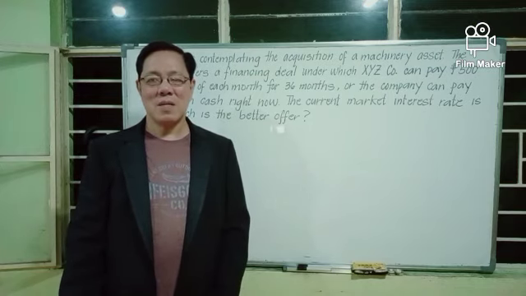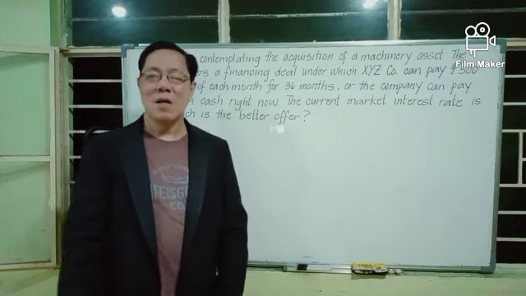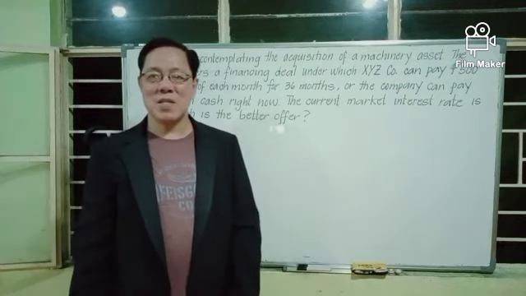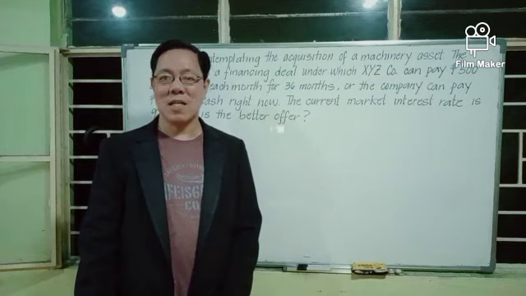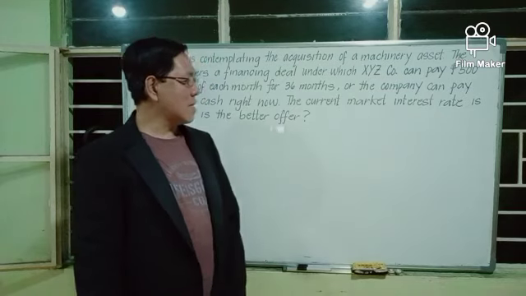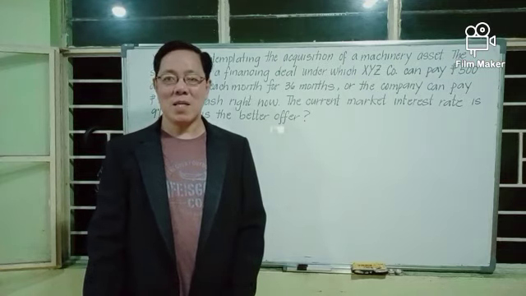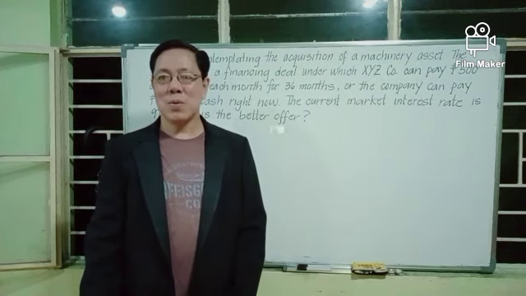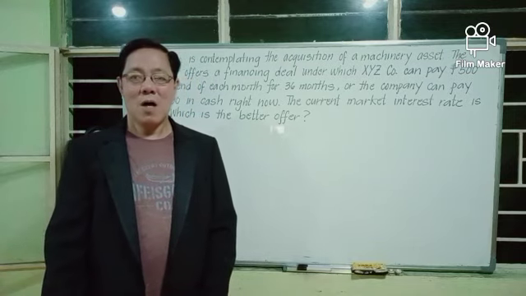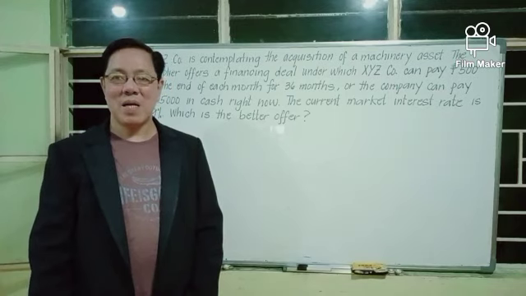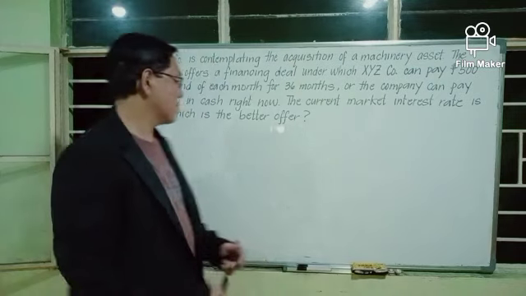And if the company chooses the second option of paying 500 pesos at the end of each month for 36 months, there is an interest based on the current market interest rate of 5%. And this interest rate of 5% is considered to be an annual interest rate. Therefore, we have to calculate the interest rate per month. If the company opts to pay 500 pesos at the end of each month for 36 months, we write the given.